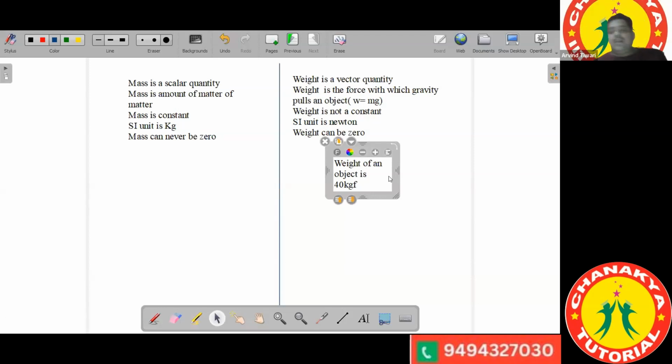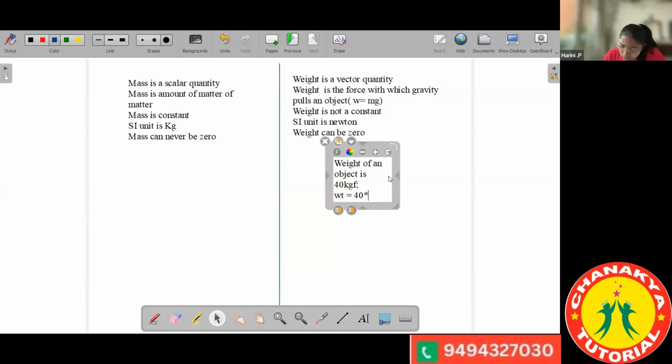So, in Newton also, will it remain the same? No, sir. Because then 40 kgs will be converted into Newton, multiplied by the g, right? So if you want to convert it to Newton, this 40 kilogram will be multiplied with 9.8. So what it means here, it means weight is equal to 40 into 9.8.